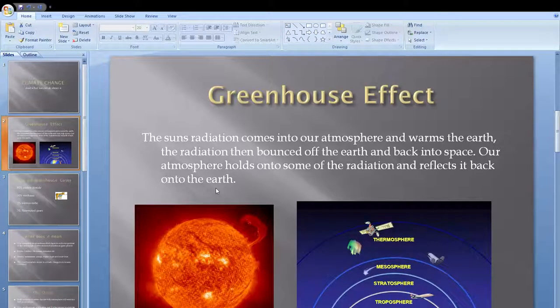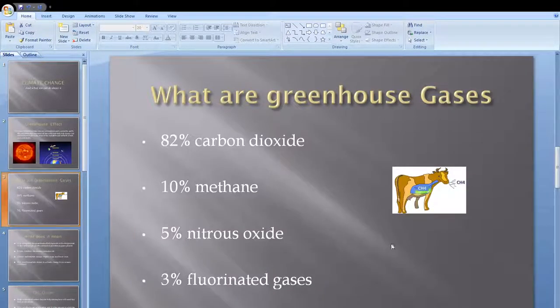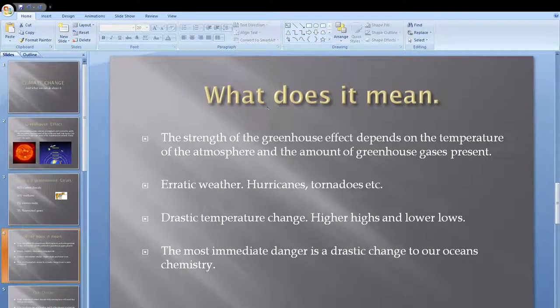It's similar to an actual greenhouse in the way that the inside of the Earth stays warm even when the sun is not directly shining on top of it. The reason that this happens is because of the greenhouse gases inside of our atmosphere. 82% of that is carbon dioxide, 10% is methane, 5% is nitrous oxide, and 3% is fluorinated gases. So what does it mean?